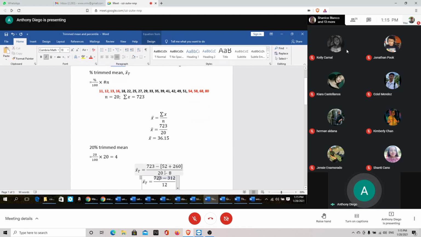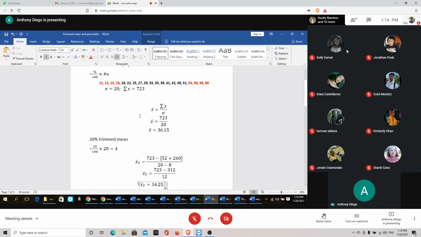And then this will be 20 minus 8. Why 8? Because that is the number of values we have removed, 4 from here and 4 from here, a total of 8. So 20 minus 8 is 12, which means only these 12 numbers will be used to find the trim mean, the ones in black. Having done that, x t will be equal to, because you could do this on a calculator, 723 minus 312, whatever value you get, divided by 12, and then the trim mean will be 34.25.